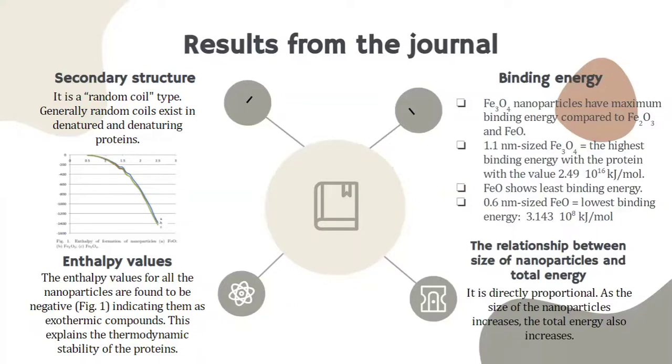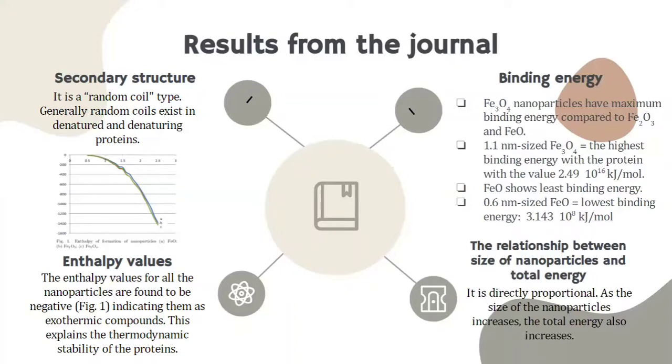Then we have enthalpy values. From the graph, we can see that the enthalpy values for all the nanoparticles are found to be negative, which indicates them as exothermic compounds. This explains the thermodynamic stability of the proteins.